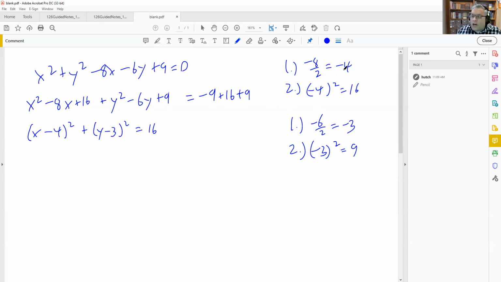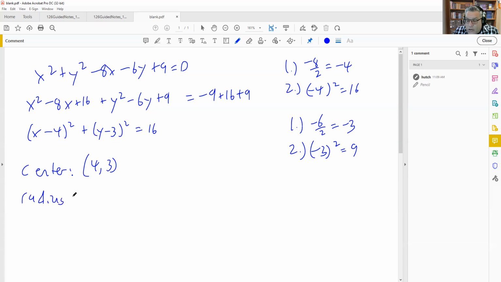That's a -3. So -4 goes in here, and a -3 goes in there. You're always using the step number 1 number to go into each of these parentheses just like that. So now we have it, correct? So center is going to be +4 and +3, it's opposite sign of both of those.